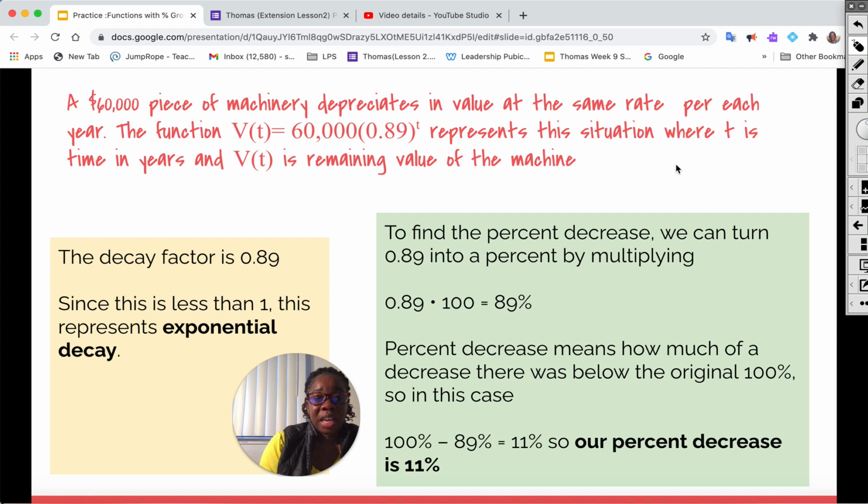So the reason why we're multiplying by 100 is because percent means 100. And in a decrease, we're going to subtract from the original percent, which is 100.